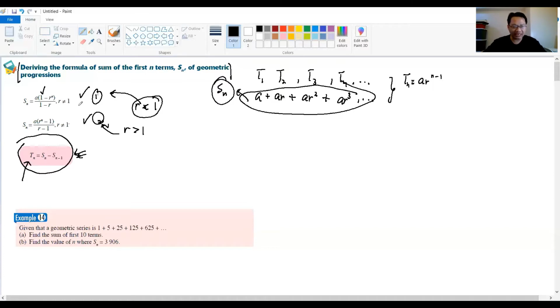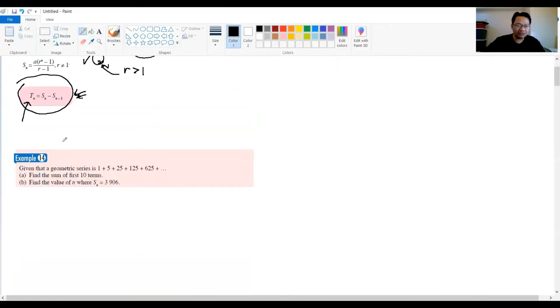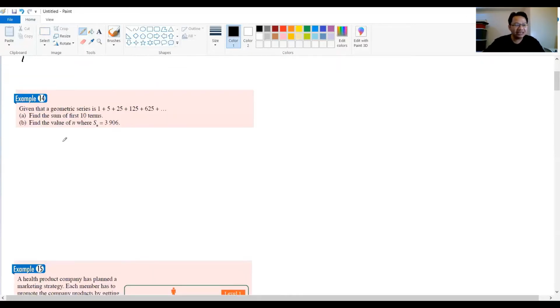Okay, guys, look at the example. For your information, today's class is not long, because I think this is very easy, and I hope we can finish earlier. So for example 14 here, given that this is a GP, because they already mentioned geometric series: 1 plus 5 plus 25, etc.